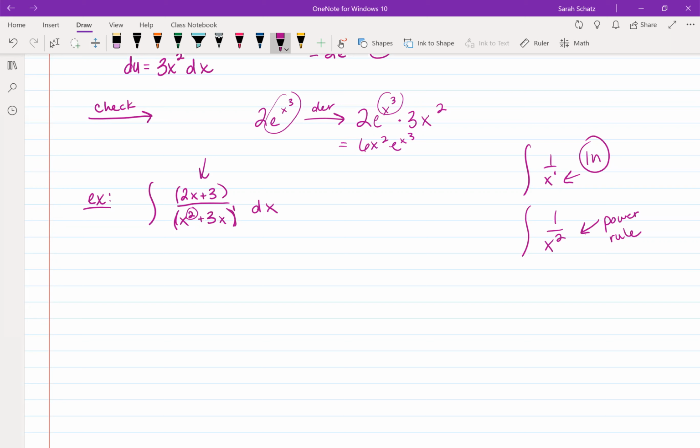That will work itself out. But you guys, I have a term down here raised to the first power. This is going to end up being a natural log. And when I do that, I consider that when I make my decisions. Now, your u is always going to be the thing here in the bottom parentheses.